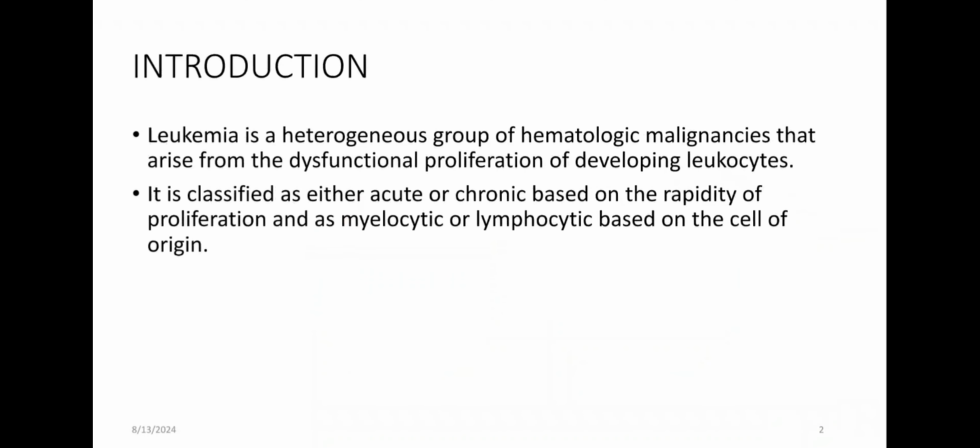Leukemias are a heterogeneous group of hematologic malignancies that arise from the dysfunctional proliferation of developing leukocytes. Leukemias are classified as either acute or chronic, based on the rapidity of the proliferation, and as myelocytic or lymphocytic, based on the cell of origin. So we need to know that it's either based on how fast they are dividing, so that's either acute or chronic, and then we need to know what cell origin is affected, so is that myeloid or lymphoid, okay?